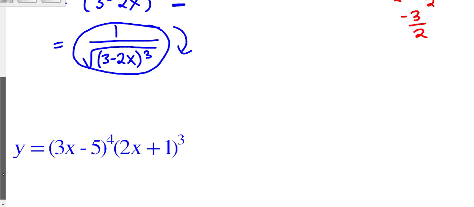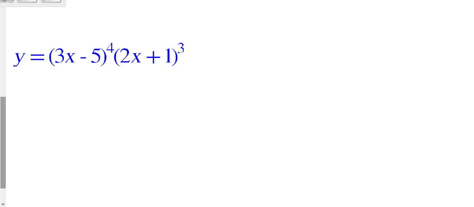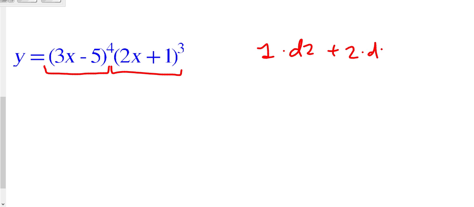Second, I have a chain rule with a product rule. So not only do I have to use the chain rule, but the first thing that I see is a product, so I'm going to use the product rule as well. The first times the derivative of the second plus the second times the derivative of the first. So the first, I write it down. To find y prime, I write down 3x minus 5 to the 4th.